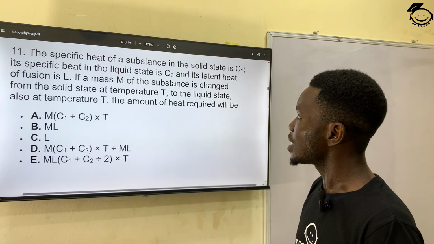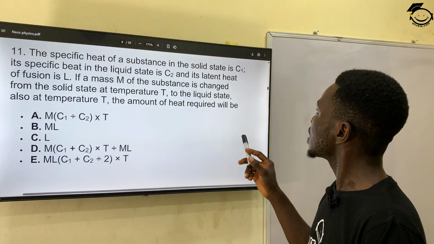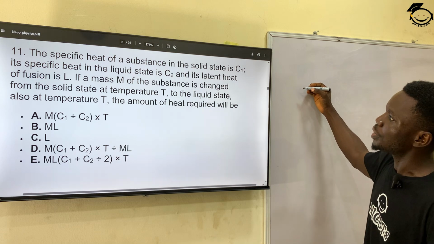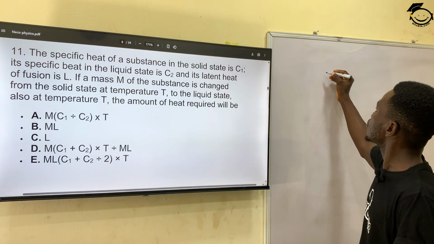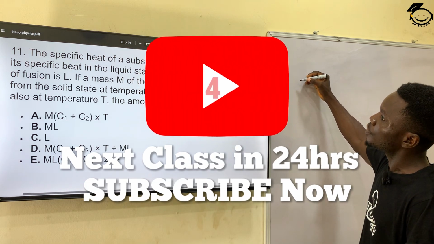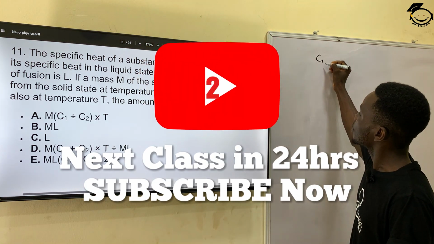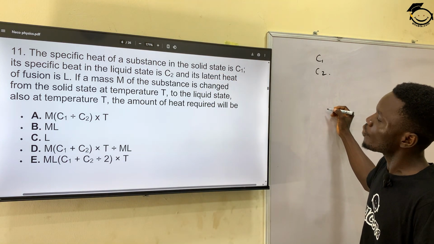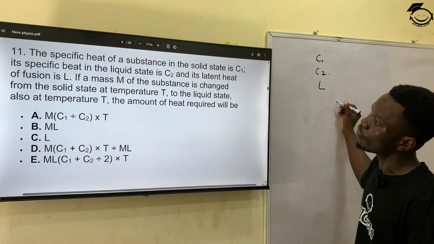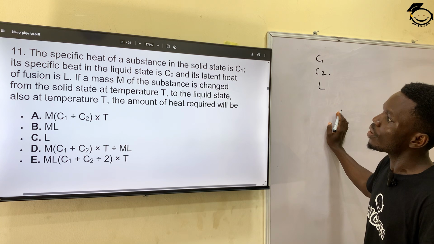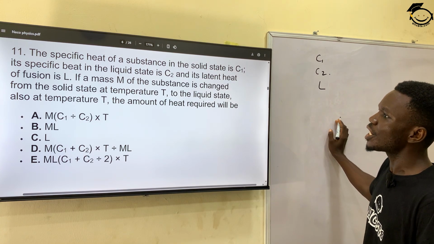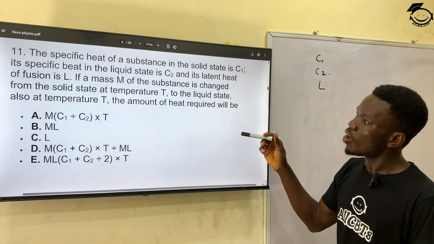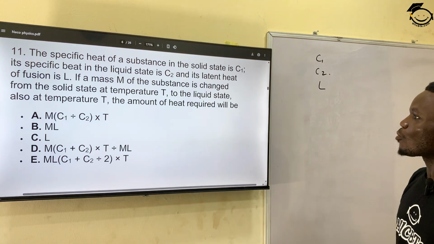Question number 11 says, the specific heat of a substance in the solid state is C1 and its specific heat in the liquid state is C2. So we're given C1, and then they said the specific heat is C2, and they said its latent heat of fusion is L. So I have latent heat of fusion as L. So if a mass M of the substance is changed from the solid state at temperature T to the liquid state also at temperature T, the amount of heat required will be dash.